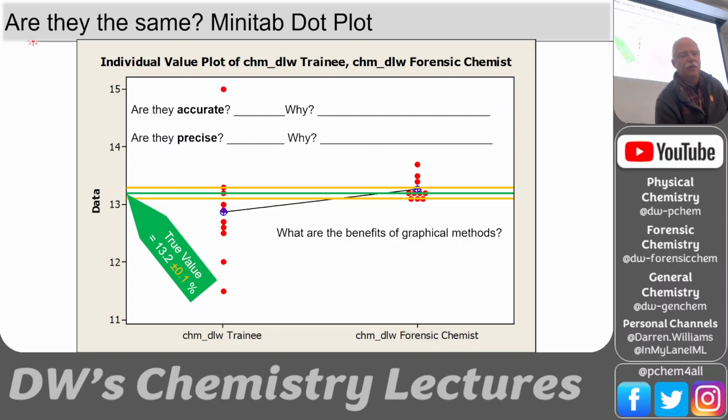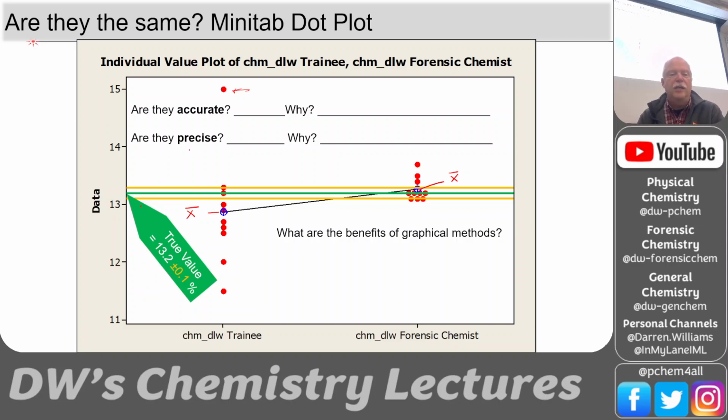Now this is a graphical result from Minitab. And Minitab uses this little symbol, this little blue mark, to get the mean. So this is the mean for the trainee, and that little blue dot over here is the mean for the forensic chemist. So the forensic chemist, we can see from this graphical method that the mean, the average value, is right there within the limits of our accepted value. The trainee's coming in low in almost every case. The only reason this average is as high as it is is because of this value right here.